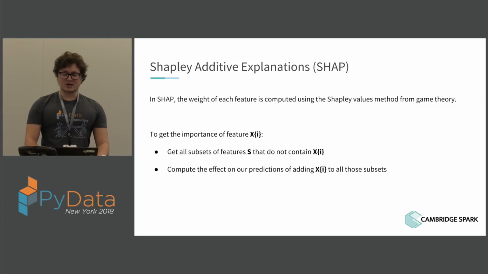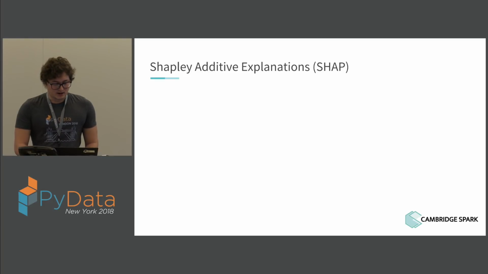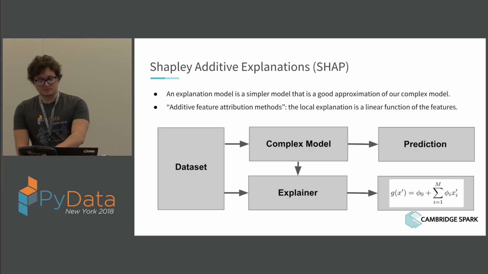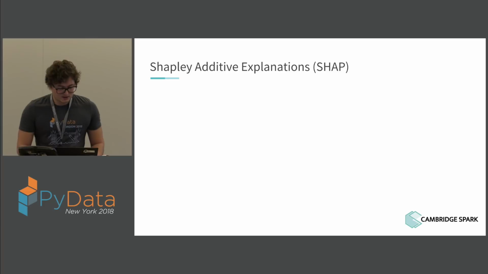It's going to look at all the subsets of features that do not have xi in it, and it's going to look at the difference when you're adding xi back to that subset. And when it's averaging all those impacts of adding xi to all the possible subsets of features, it's able to tell you how important xi is. So it's doing that for all the features, and that's how it's computing the phi here. So the weight on the different features.